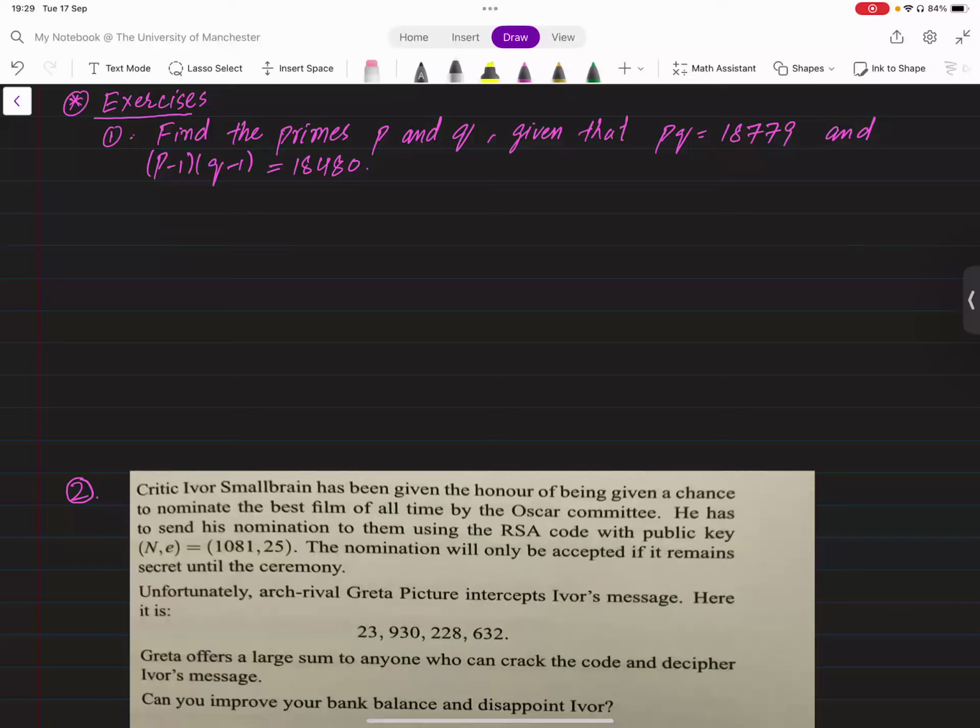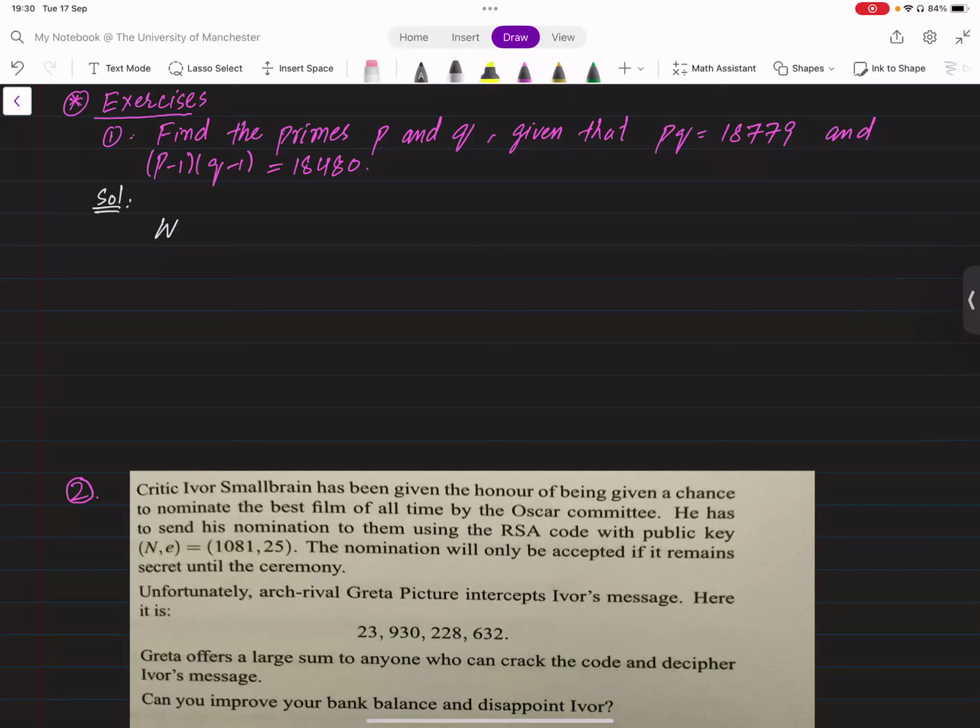So the first exercise is: find the primes P and Q, given their product and the product minus one. Okay, so we'll try to do that. Solution.